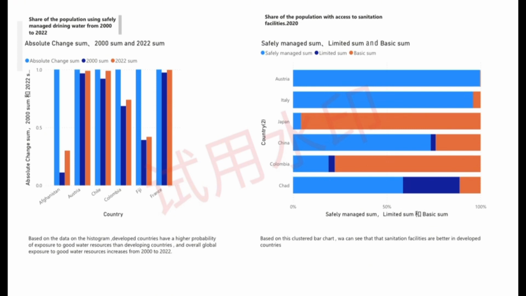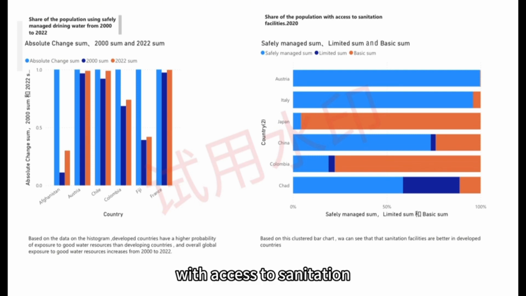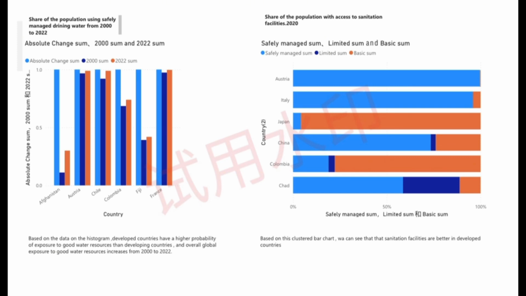The chart on the right is about the share of the population with access to sanitation facilities in 2020. Based on this bar chart, we can see that sanitation facilities are better in developed countries.